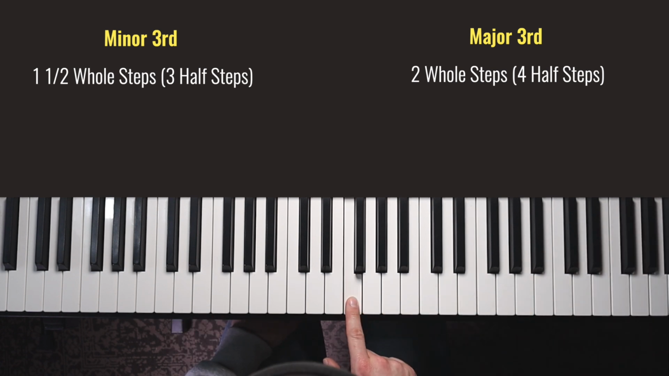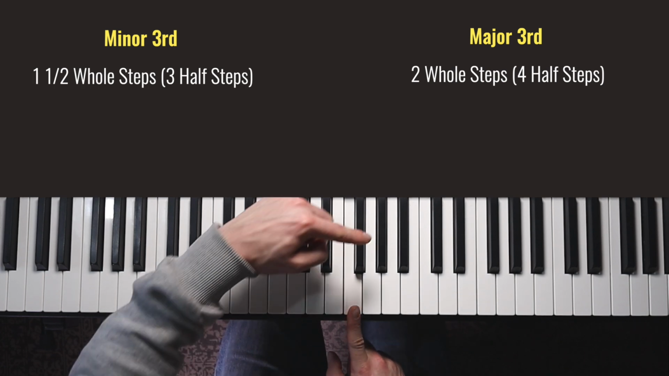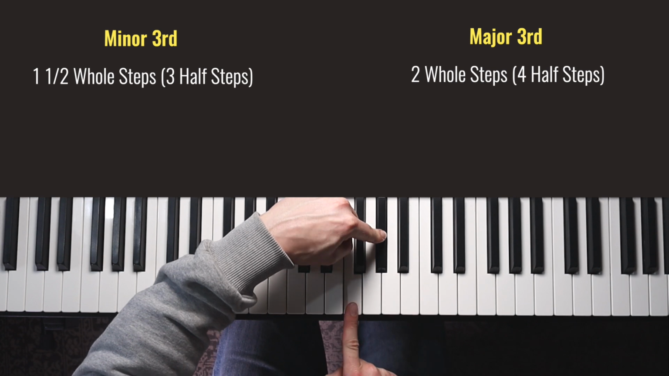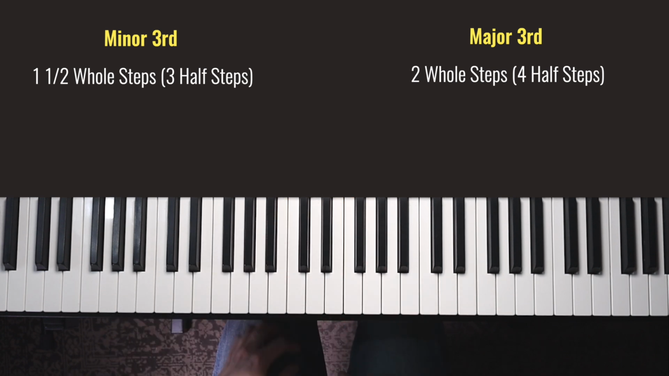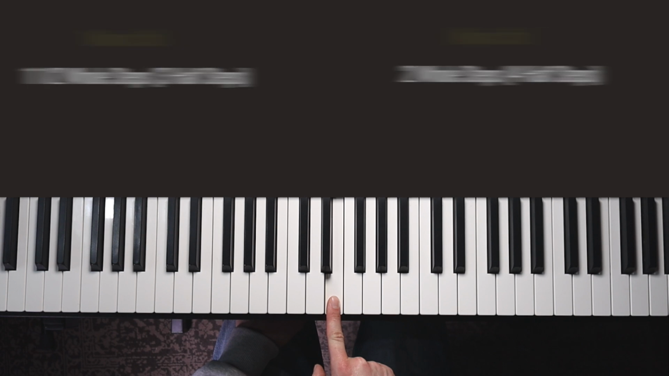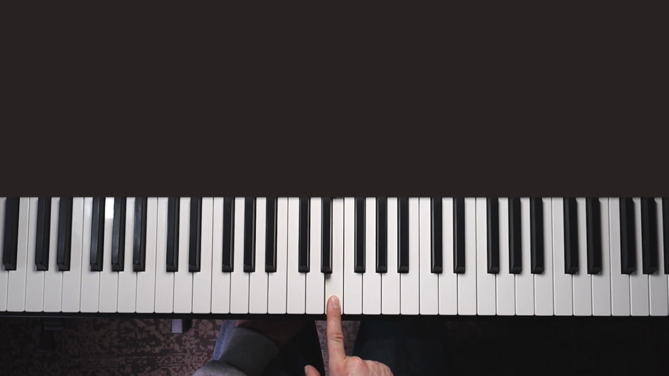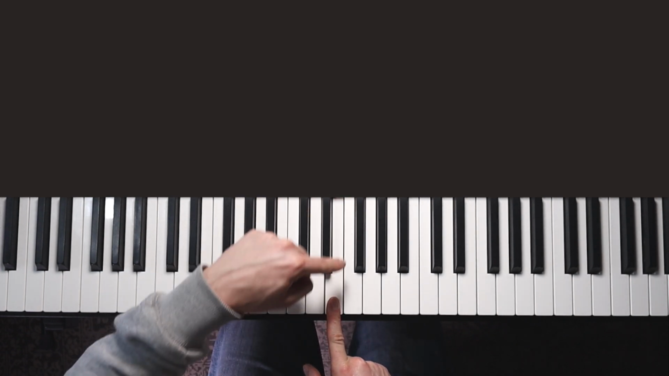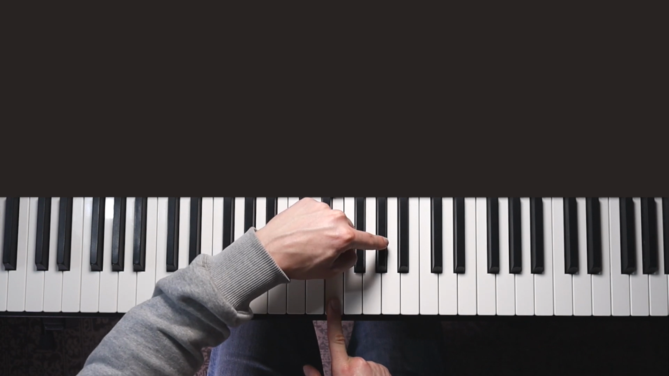So we've got F, find a minor third above F. You should have this note here. It's 1.5 whole steps, A flat. A major third above E. You should have this note here, the middle black one, G sharp, so that's 1, 2 whole steps.